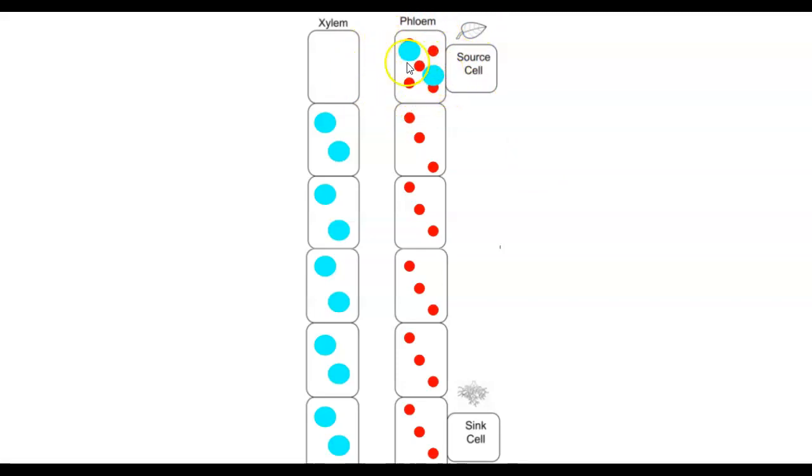So it's going to want to go from high pressure to low pressure. It wants to get rid of that pressure. And so it's going to flow down this tube. And as I click here, you can see that the water and the sugar is moving down. Eventually, when it gets to where it needs to go, the water is going to move over here and the sugar is going to move into the cells that need it. Because remember, xylem and phloem, they aren't all of the cells. There's lots of other cells in this plant.